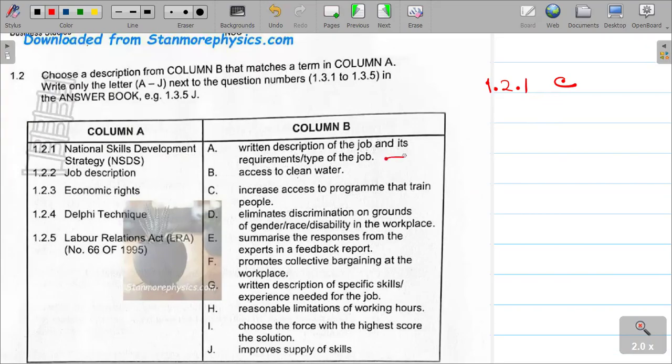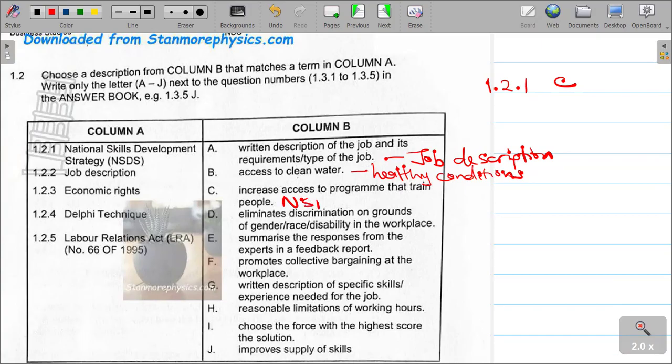Let's move on to option A, a written description of the job and its requirements. That's what you call a job description, right? And then access to clean water. I think it's all about health and safety conditions, right?